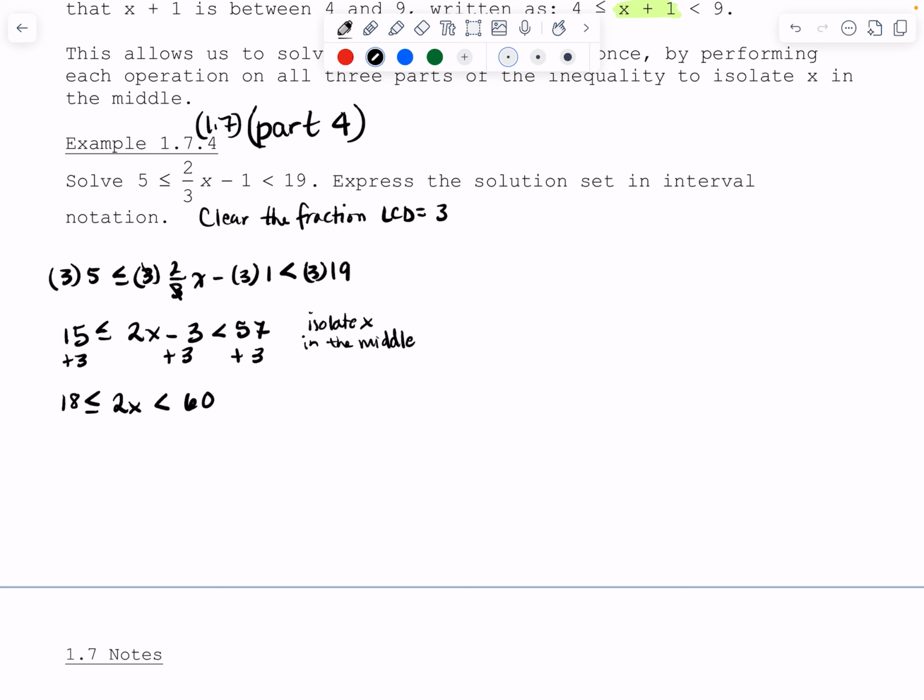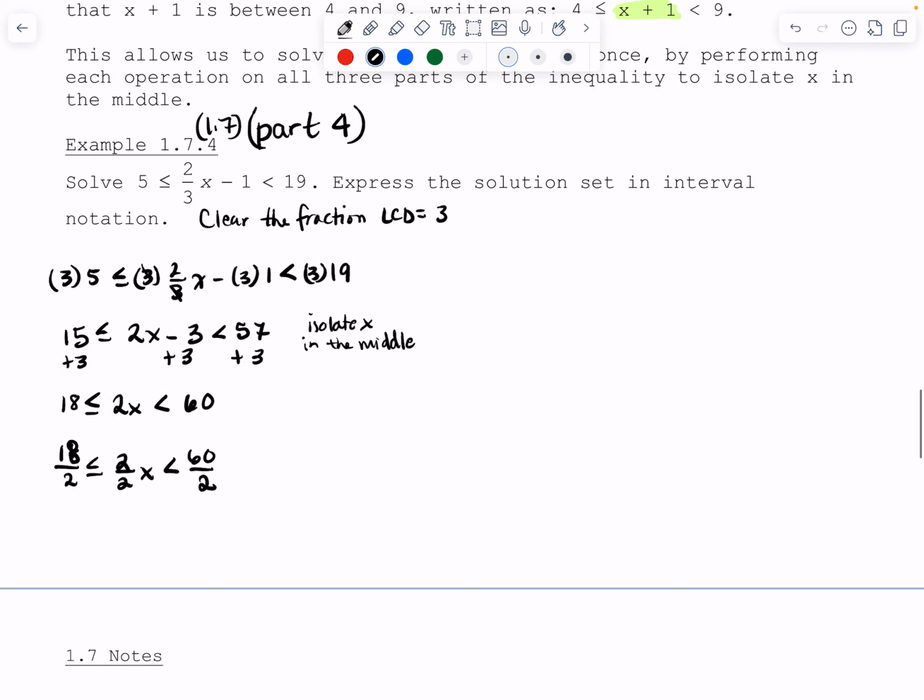Okay, so my last step is to divide off the 2. So I get 18 divided by 2 is less than or equal to 2x divided by 2, which is less than 60 divided by 2. 18 divided by 2 is 9, which is less than or equal to x, which is less than 60 divided by 2, which is 30. Now I have everything finished. x is isolated. Now I know that my solution runs between the value of 9, including 9, and going up to 30. So x is sandwiched in between those two values.